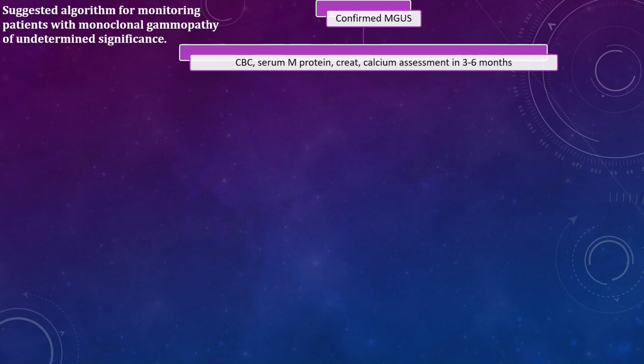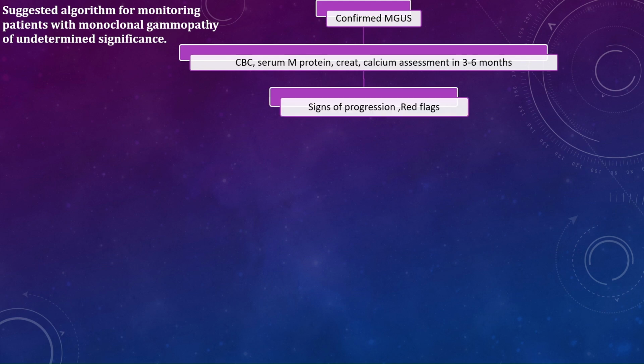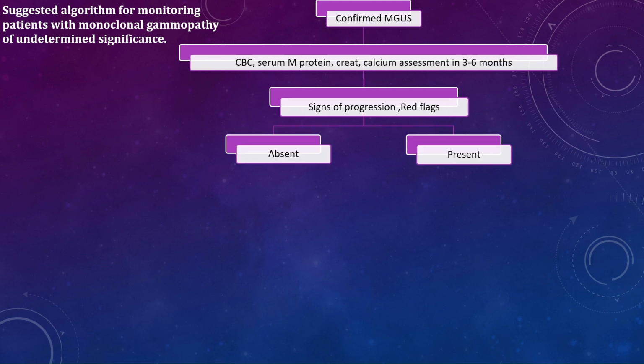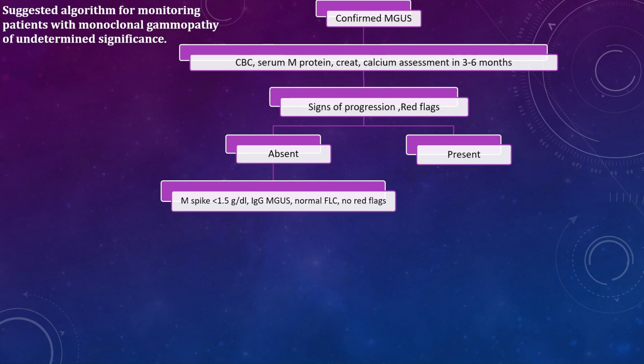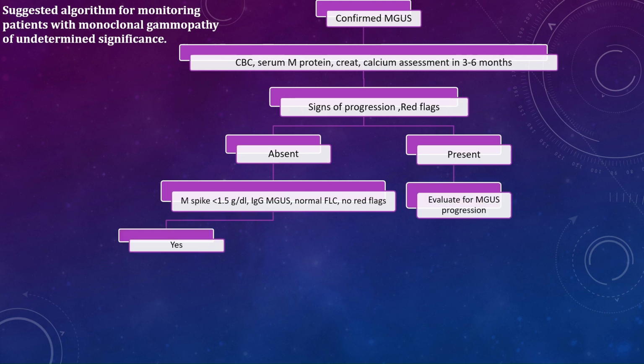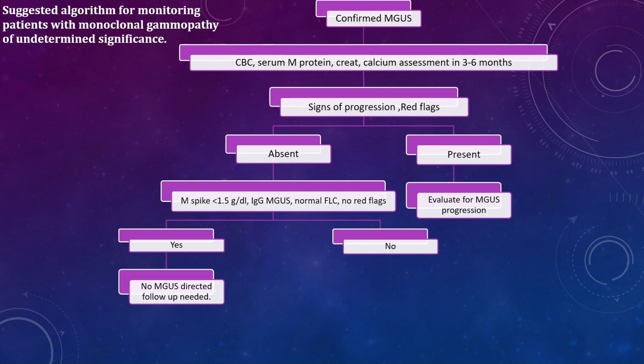First, patient is confirmed with MGUS, then investigations required are CBC, serum M protein, creatinine, calcium assessment in 3 to 6 months. If signs of progression and red flags are absent, check for M spike. If it is less than 1.5 gram per dl, the immunoglobulin chain is IgG and normal FLC with no red flags, then no MGUS directed follow-up needed.